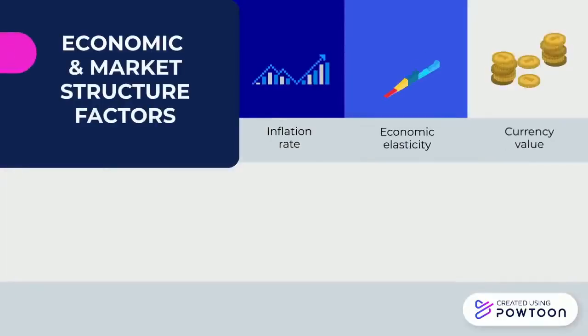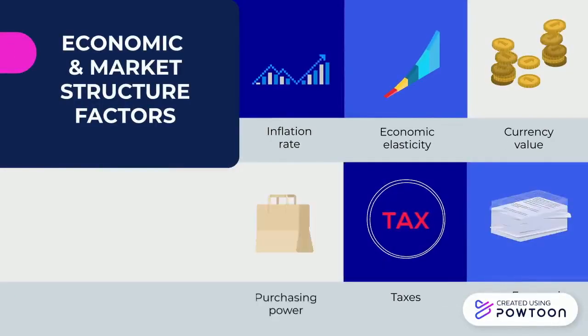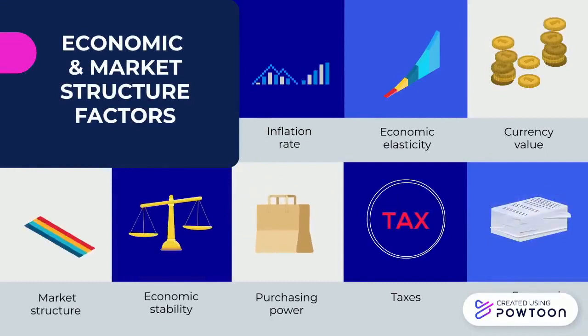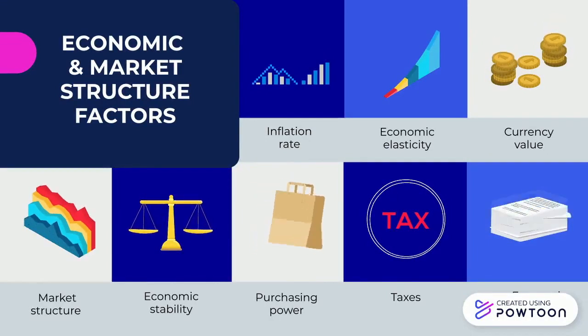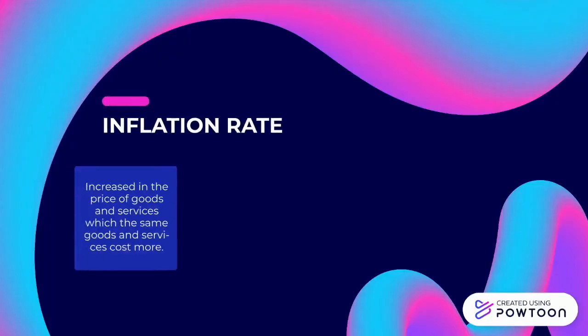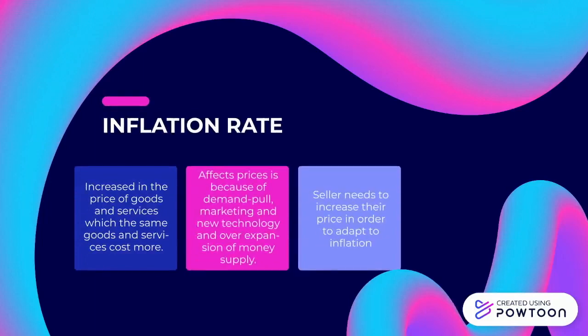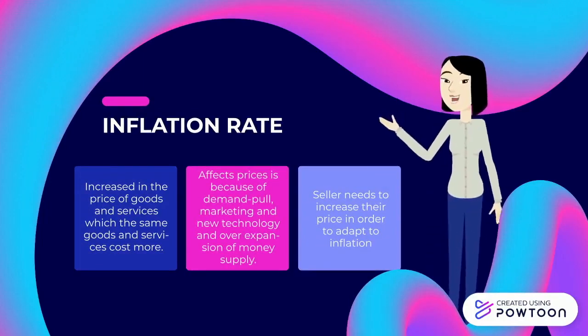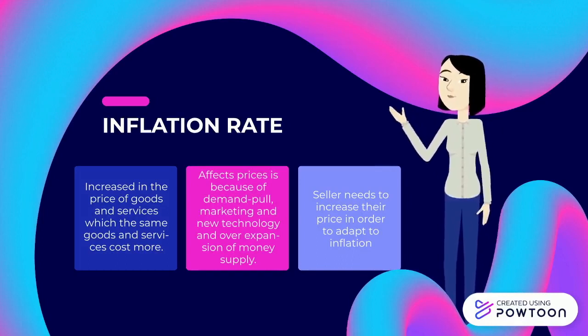The factors that need to be considered are inflation rate, economic elasticity, currency value, market structure, economic stability, purchasing power, taxes, and economic policies. Inflation is defined as an increase in the price of goods and services, so the same goods and services cost more. Sellers need to increase their price because of demand pull, marketing and new technology, and overexpansion of money supply.